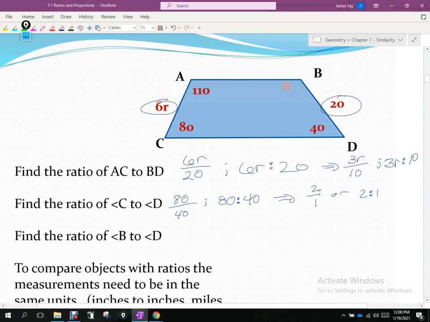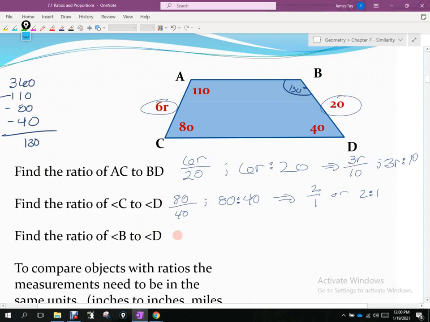Okay, so I don't know angle B right now, right? But how many degrees should there be in this quadrilateral? 360, right? So if I go 360 minus 110 minus 80 minus 40, that should get me angle B, right? Okay, so what is that? 130. Okay, so angle B is 130 degrees.